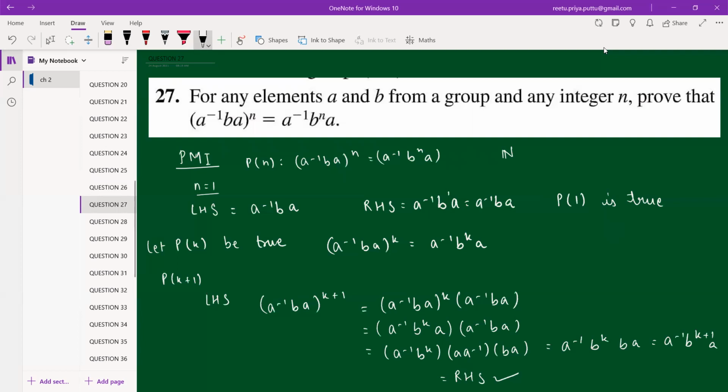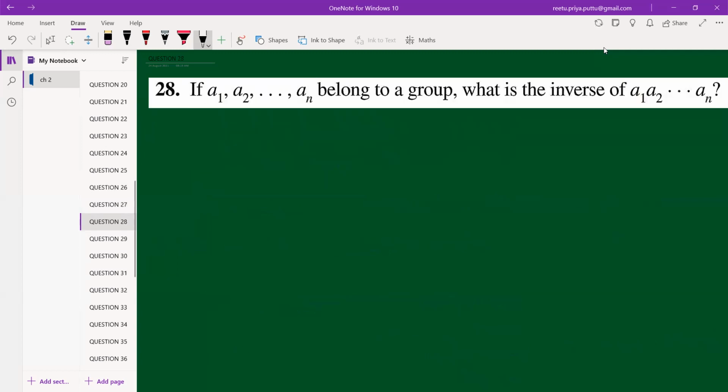So hence this is true, and this is true for every n belonging to the integers. Okay, so next we move on to question number 28. This also we can do by induction.